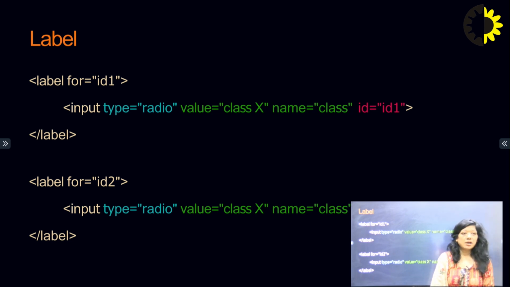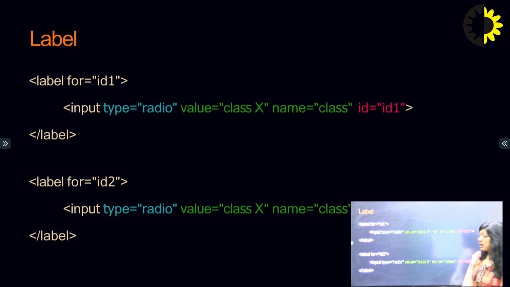So if you want to create a label, here what will we use? Label tag, label for ID1, input type radio. I have mentioned radio type button. So value is equal to class X. I have a name, class ID for ID1. It means for class 10th, I have created an ID whose name is ID1.